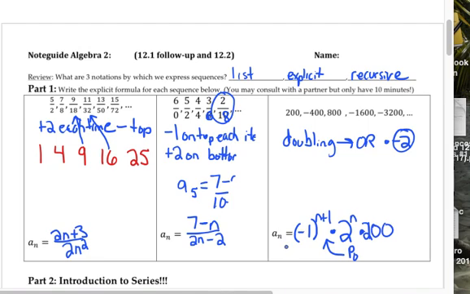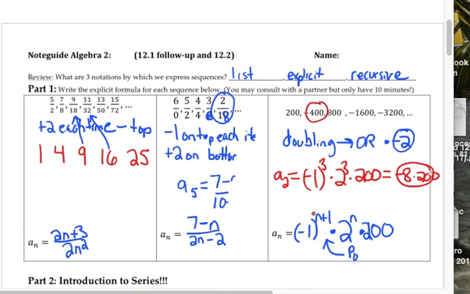Don't I start at 200? So now I think we need to try this. This one's a little bit more complex, so let's try it and figure out what a sub 2 is and see if it's negative 400. So that's going to be negative 1 to the 3 times 2 to the 3 times 200. That's going to be negative 8 times 200. Is that going to be negative 400?